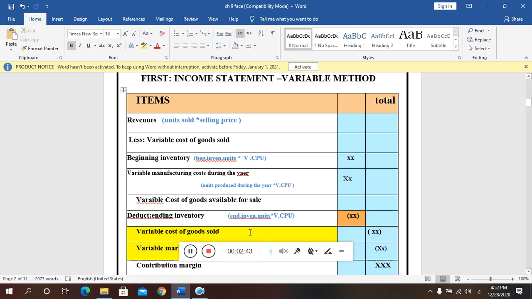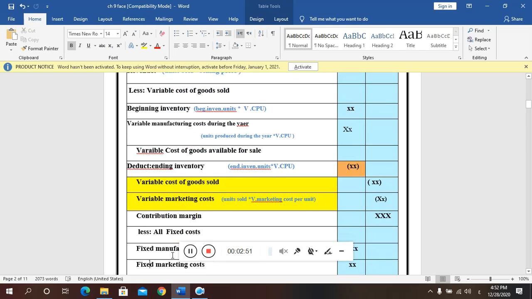This is the variable cost of goods sold, plus the variable marketing cost. Deducting the variable cost of goods sold and the variable marketing costs from the sales revenue, you will obtain the contribution margin. How do we calculate the variable marketing costs? By multiplying units sold by the variable marketing cost per unit.